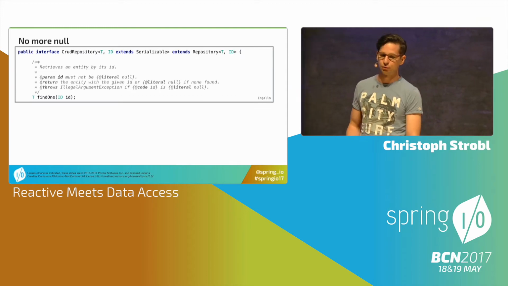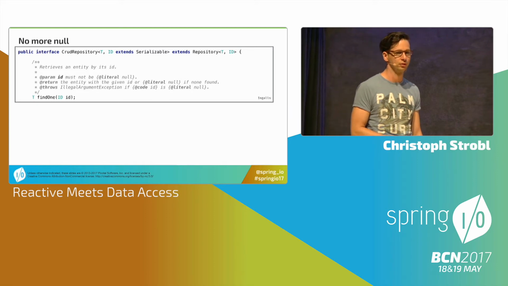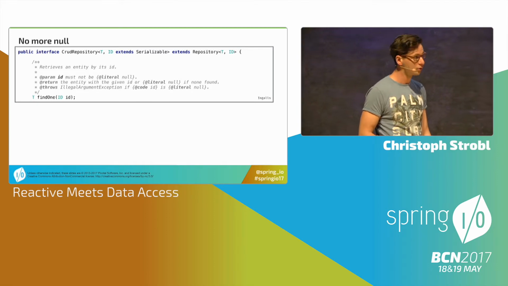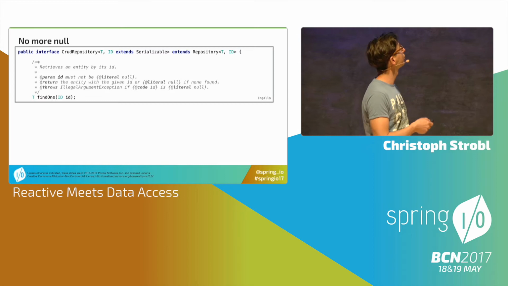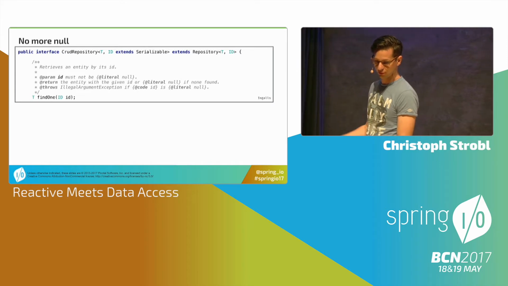We decided to remove basically the null return types on the repository level. What you see here is again the Ingalls release, and we just return a T that might return null, as the Javadoc comment says.